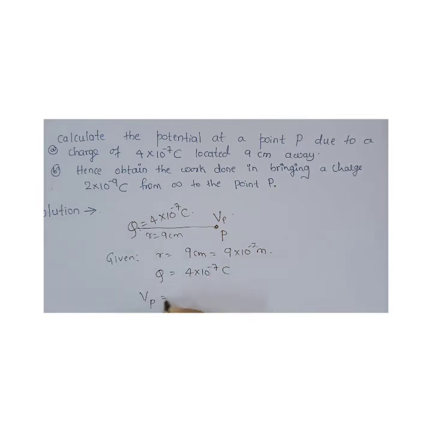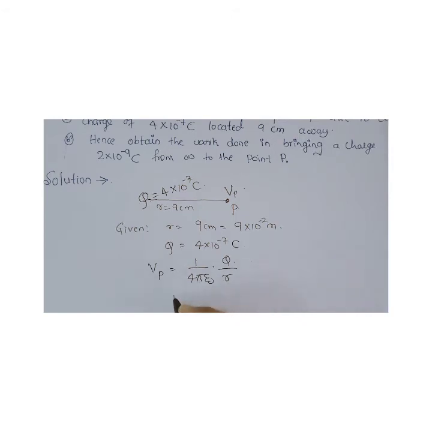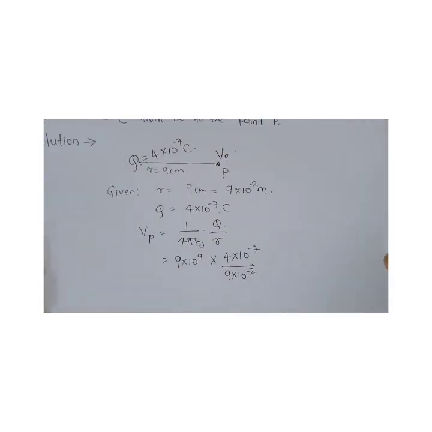So can we find Vp now? Vp is 1 by 4 pi epsilon naught into Q by R. Now it's very easy to substitute: the value of 1 by 4 pi epsilon naught is 9 into 10 raised to 9, into Q value 4 into 10 raised to minus 7, divided by R, which is 9 into 10 raised to minus 2.